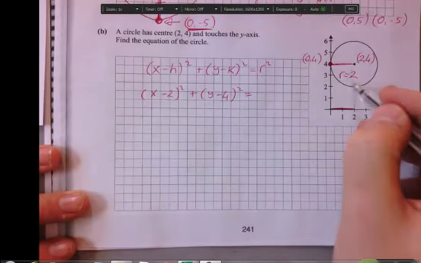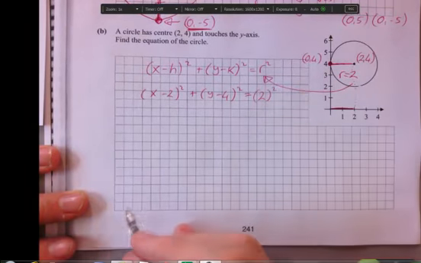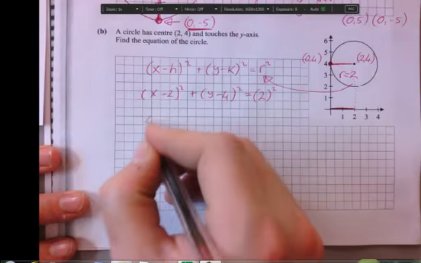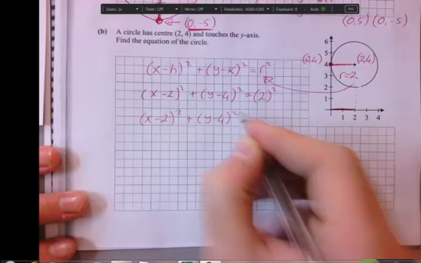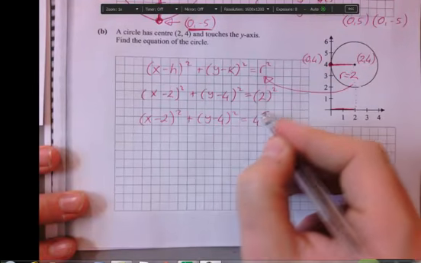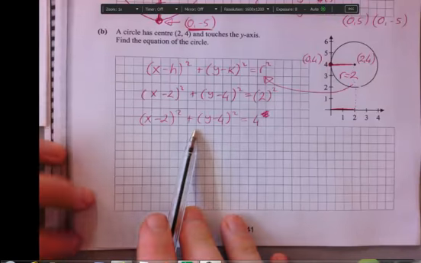So I'm going to take that value of 2, I'm going to pop it in there, so I'll have 2 squared. And if you wanted to finish it off then, it's up to yourself. x minus 2 all squared plus y minus 4 all squared is equal to 4, not 4 squared, is equal to 4. There's no need to square out either of these brackets. And that's it.